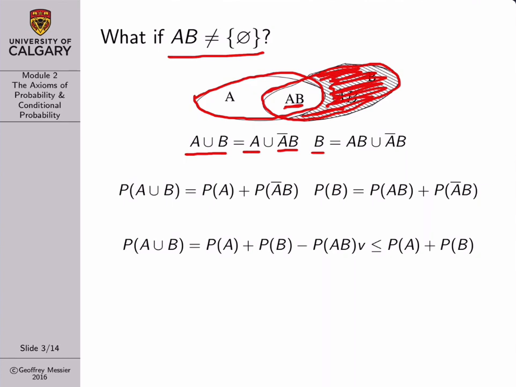B is also equal to the region I just shaded: everything in B that is not in A, and everything in B that is in A. So this region here. Okay? So this is just kind of, I guess, manipulations, right? But the key thing to note is that these two sets and these two sets are mutually exclusive.